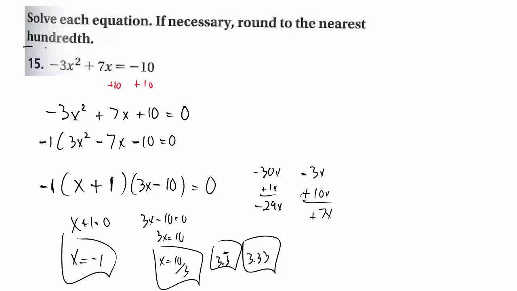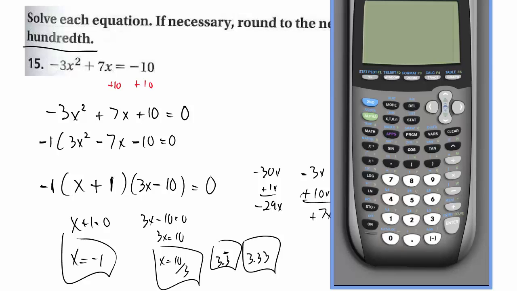But whenever they say round to the nearest hundredth, that's a good clue that factoring is either going to be taking a while or it might actually be impossible to factor using whole numbers. So use the quadratic formula. I'm going to use the quadratic formula with the original one. I'm going to put a -3, +7, and then notice how it is important that you move that 10 over, and then a +10. Notice how I get the same answers, -1, and then 3.33, if you round to the nearest hundredth.